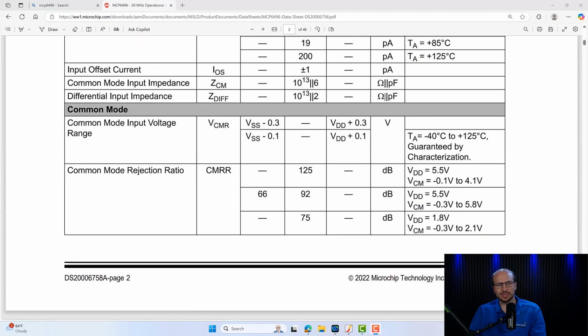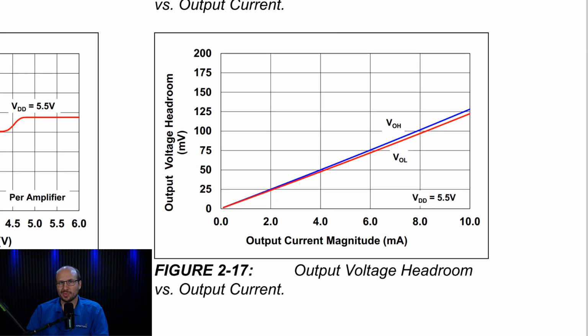The common mode input voltage range is a lot less restrictive, so you can see that the range is VSS minus 0.3 volts and VDD plus 0.3 volts, so that's beyond the rails. You also want to take a look at the plot output voltage headroom versus output current, or another one we might include is output voltage headroom versus ambient temperature.